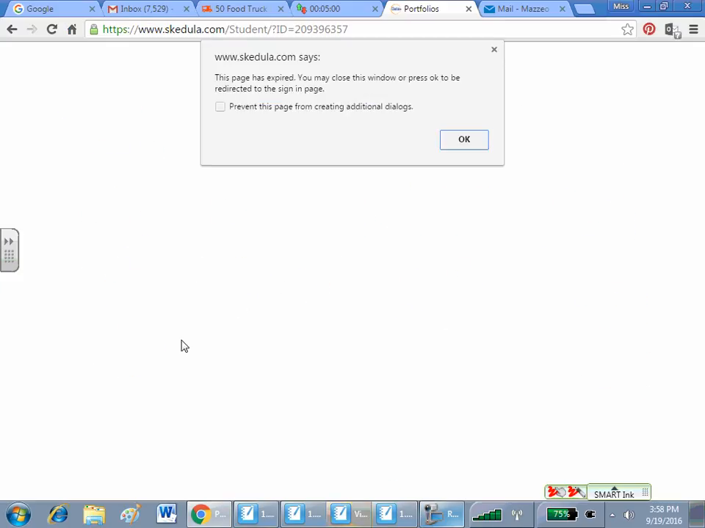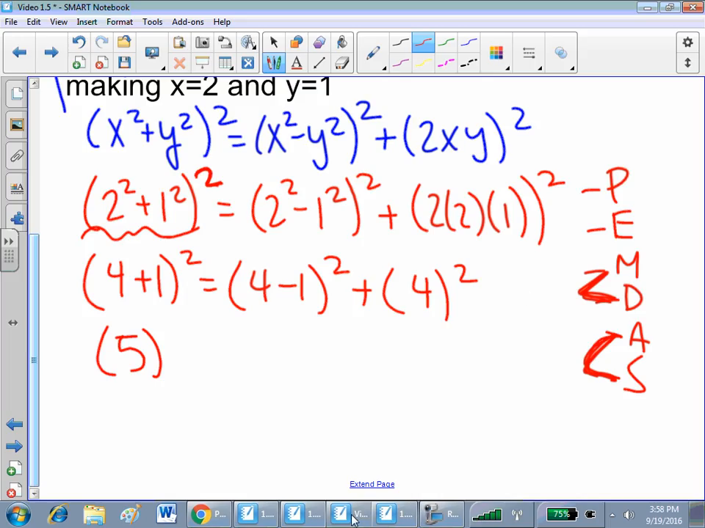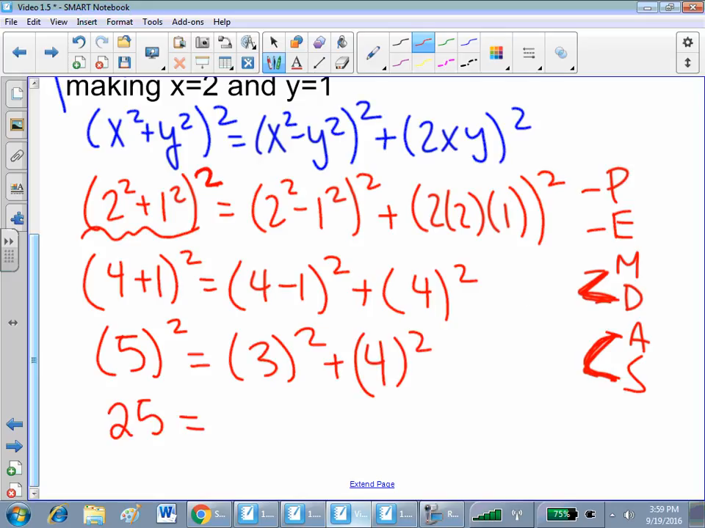5 squared equals 3 squared plus 4 squared. And now I have 5 squared, which is 25, equals 9 plus 16. 9 plus 16 is 25. There we go. So we just showed that both sides are equal, which is an important part of using this formula. And again, we'll learn that word for it tomorrow.